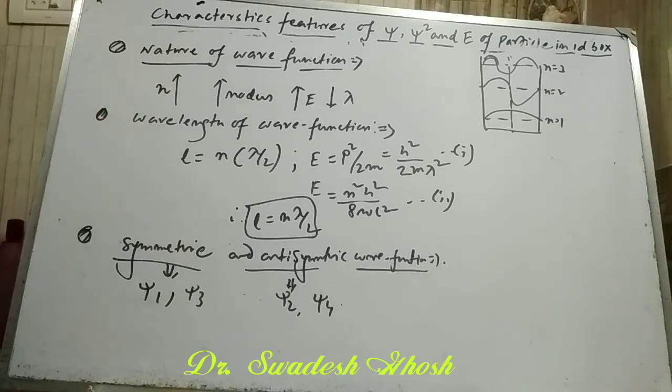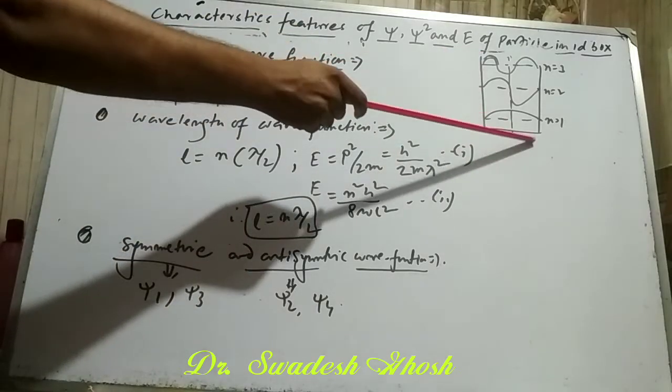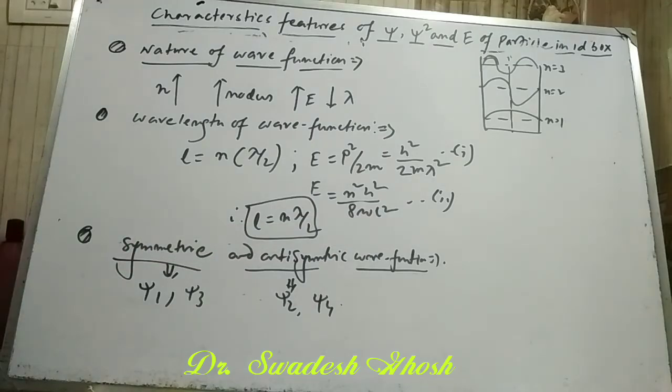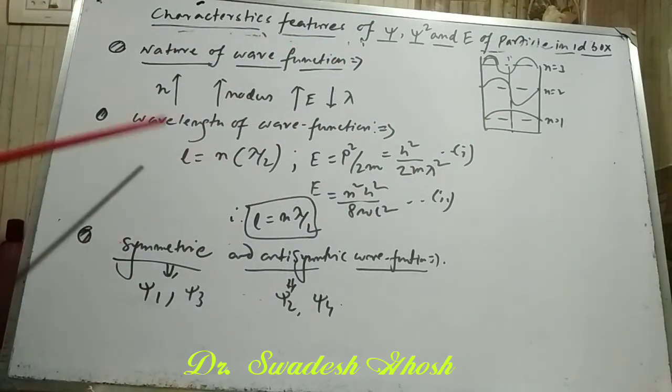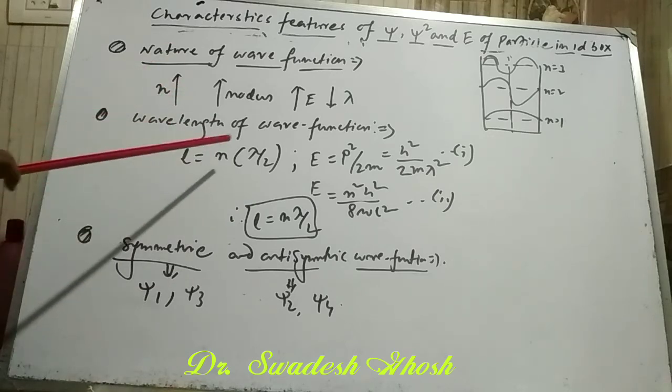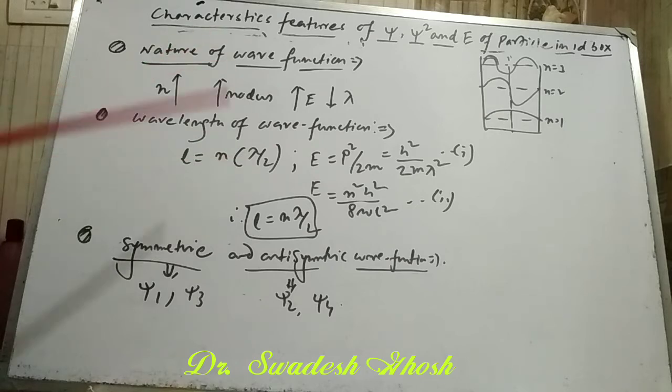Next we will discuss the wavelength of the wave function. The wave function has to be 0 at the walls, that is, at the walls the wave function will be 0. The length of the box must be an integral multiple of half wavelength, that is, L equal to n lambda by 2. Now how can it be proved?